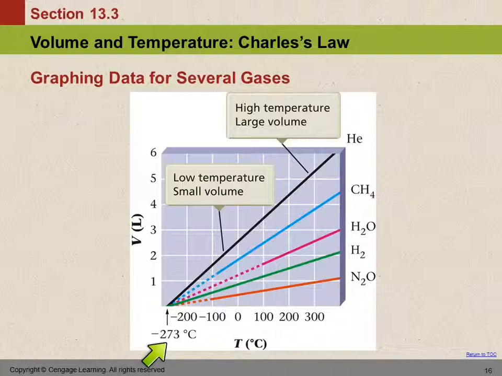And they intersect at a temperature of minus 273. Now, these dotted lines especially show that they did not make measurements there, because when you get below 100 degrees Celsius, water is no longer a gas. And so they just extrapolated. They had data points here, and they just drew a straight line to extrapolate the data, but it all intersected here. So this is a significant temperature.